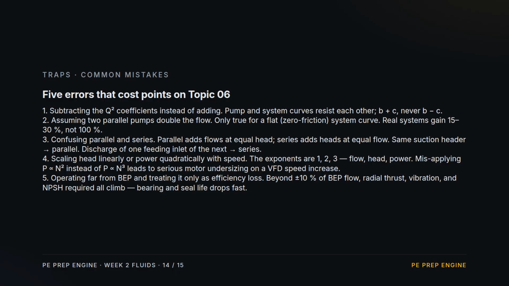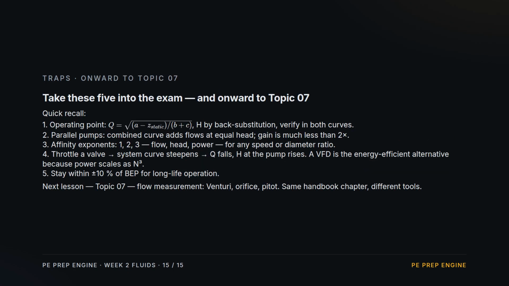4. Scaling head linearly or power quadratically with speed. The exponents are 1, 2, 3, flow, head, power, and misapplying the cube law undersizes motors. 5. Operating far from BEP and assuming only efficiency suffers. Past 10% off, radial thrust, vibration, and NPSH required all climb fast.